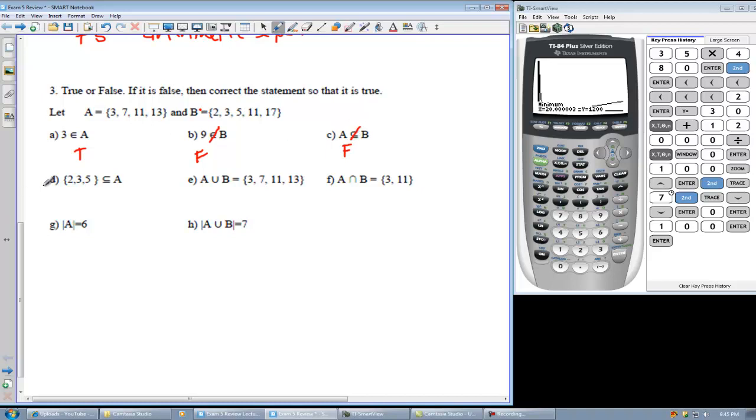Put a slash through it. {2, 3, 5} is a subset of A. That's obviously false. All right, so that's a false statement. Again, you can make it true by saying not a subset of A.